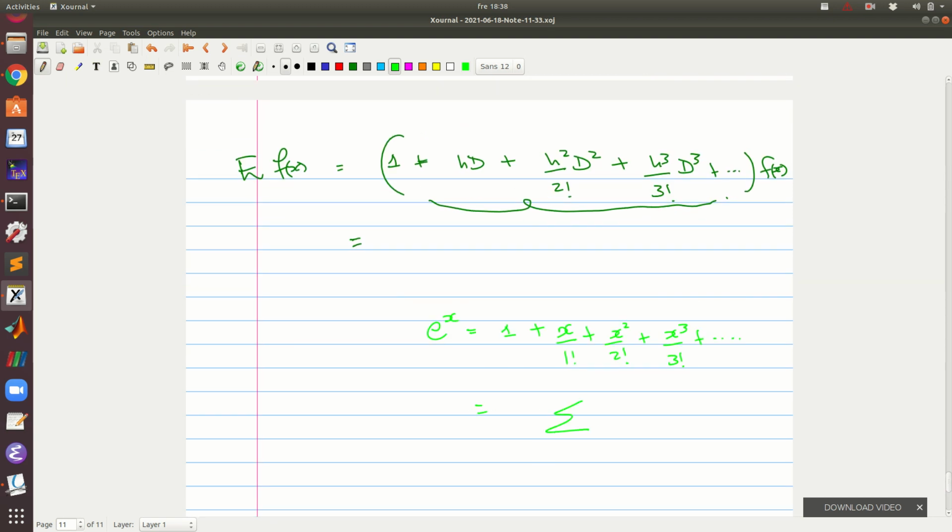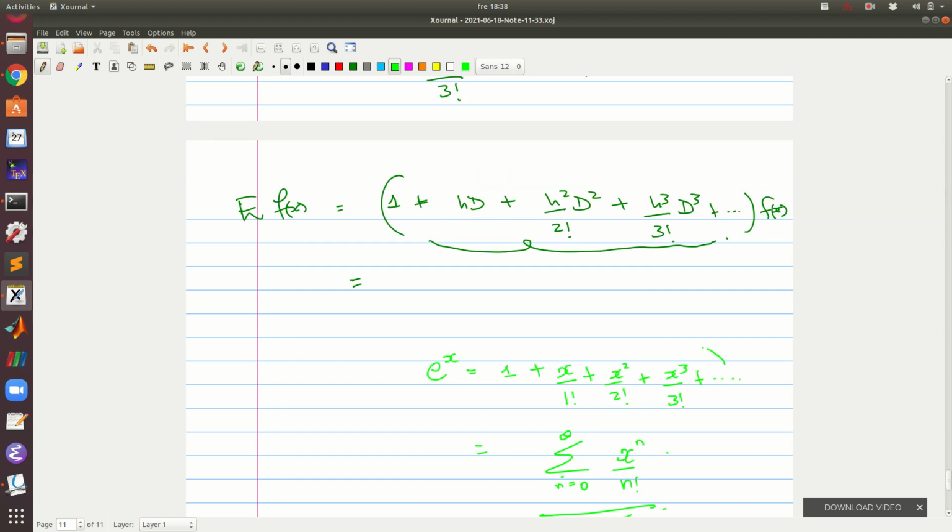Which we can write as the summation from n equals 0 up to infinity of x to the power n over n factorial. Is it equal to 1? No, not from 1, from 0. Because when n is 0, 0 factorial is 1, and x to the power 0 is 1, so we have the first term. Then when n is 1, we have x over 1 factorial. When n is 2, yes. So we can write it in that form. But this is not the point. The point is actually here. I would like you to relate this to that.